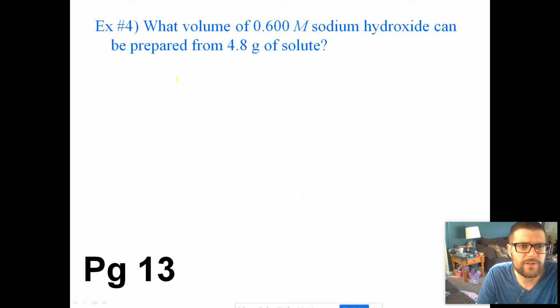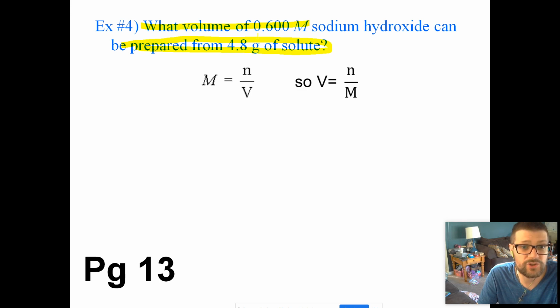One more example, and then I believe you are going to be ready to tackle the rest. This is still on page 13. What volume of 0.6 molar sodium hydroxide can be prepared from 4.8 grams of solute? So here you've got a certain amount of solute. You want to make a certain concentration. You've got to figure out how much to add. So now we're solving for V, right? We're solving for volume. So that's the number of moles divided by the molarity.